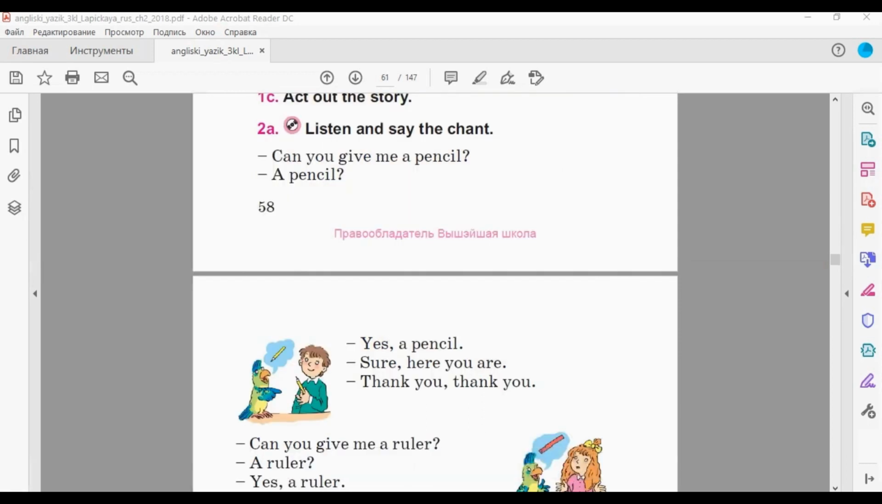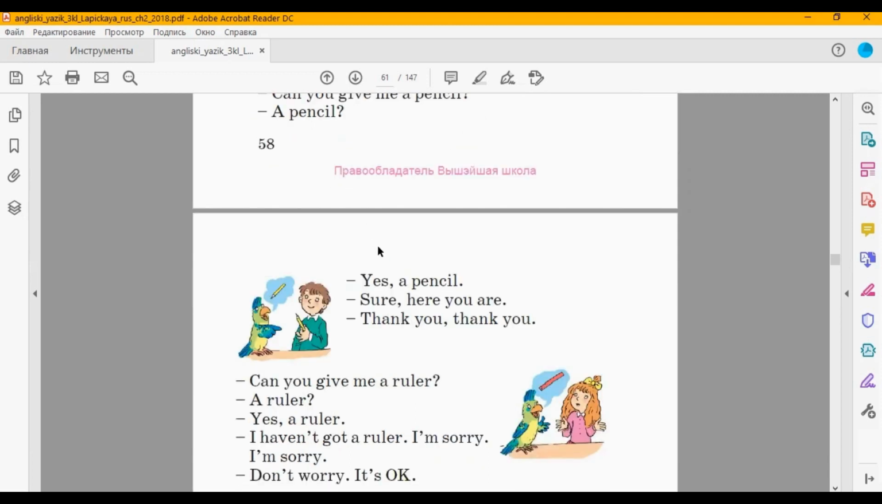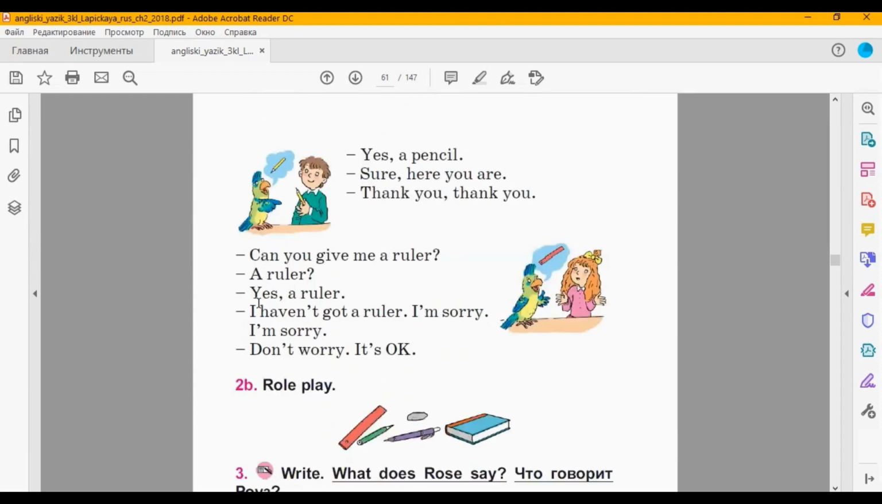Unit 7, Lesson 2, Exercise 2A. Can you give me a pencil? A pencil? Yes, a pencil. Sure, here you are. Thank you, thank you. Can you give me a ruler? A ruler? Yes, a ruler. I haven't got a ruler. I'm sorry. Don't worry, it's okay.